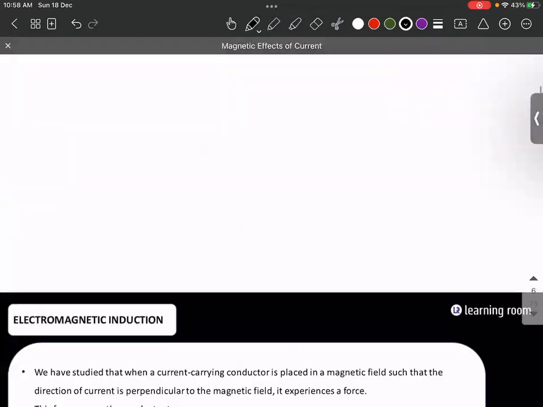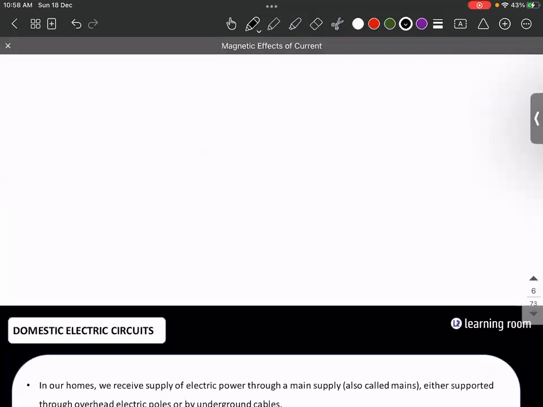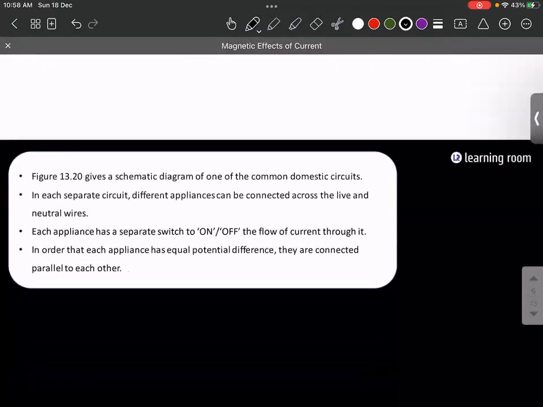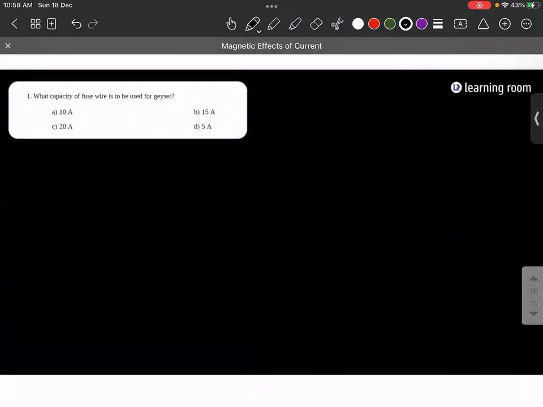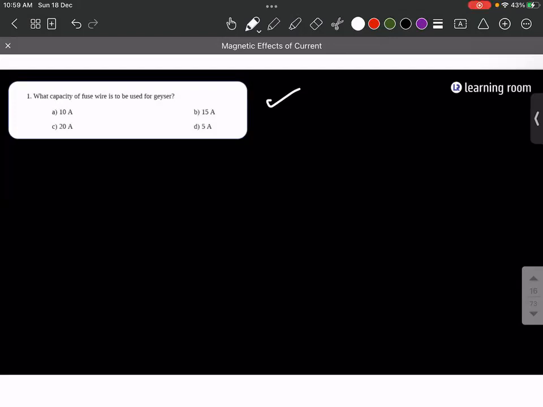Can we do some problems now? Yes, sir. What is the answer for the first one? What capacity of fuse wire is used for geyser? 15 amps, sir. It is 15 amp.